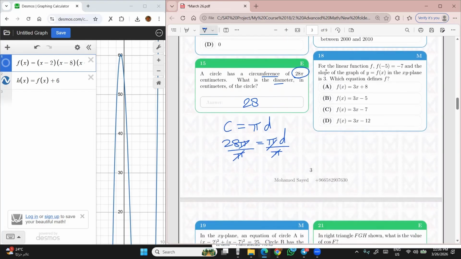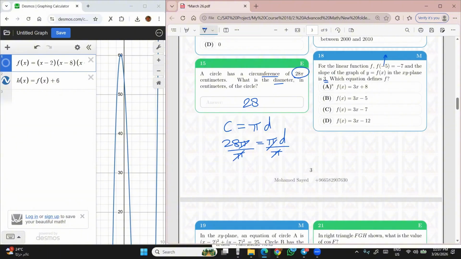Question number 18. For the linear function f, f of negative 5 is equal to negative 7, and the slope of y equals f of x in the xy-plane is equal to 3. Which equation defines f? So we can say that the slope is equal to 3. It means whenever you increase the value of x by 1, y should increase by 3. So we can think about it like this. This is x and this is y. Increasing x by 1 gives an increase of 3 in y. That's how to consider the slope.